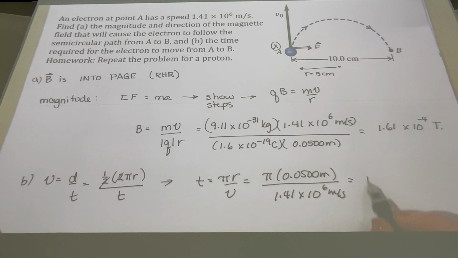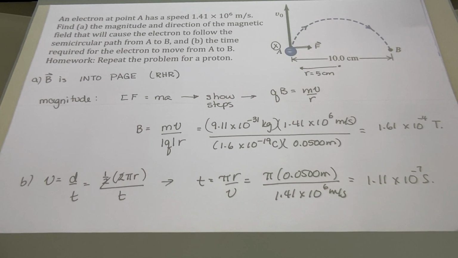Gives us 1.11 times 10 to the minus 7 seconds. That's a very short time, but then these particles tend to be zipping pretty fast, right? So it doesn't take long for them to travel a small distance. Okay, questions?